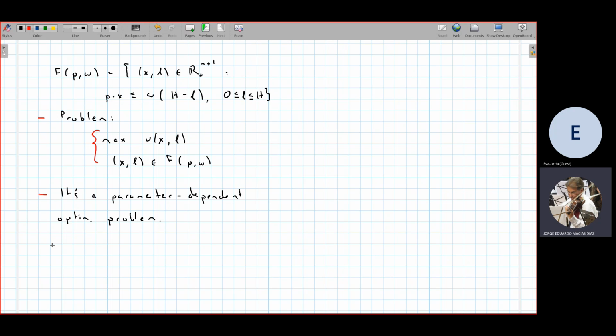All right. So I'm going to describe another problem. This would be number 6, I think. And this problem is called portfolio choice.